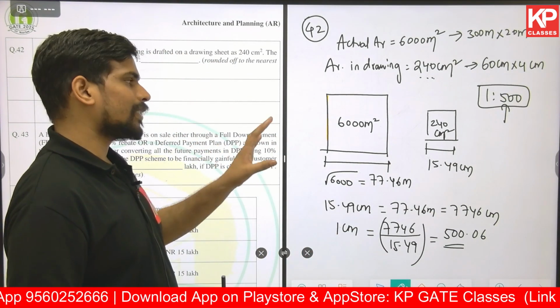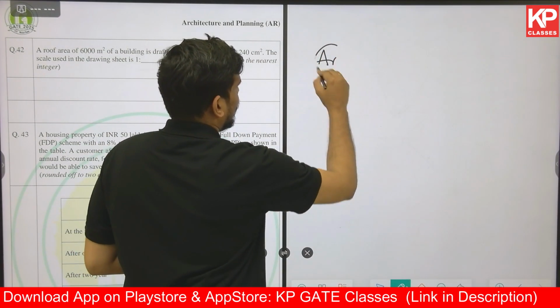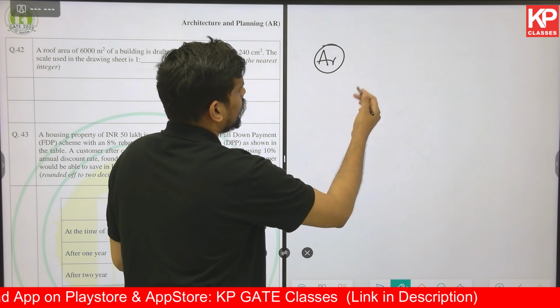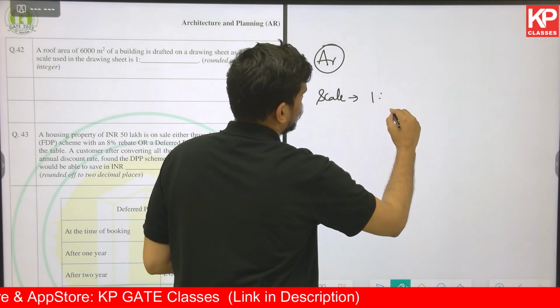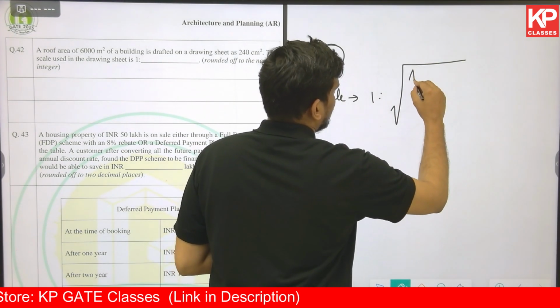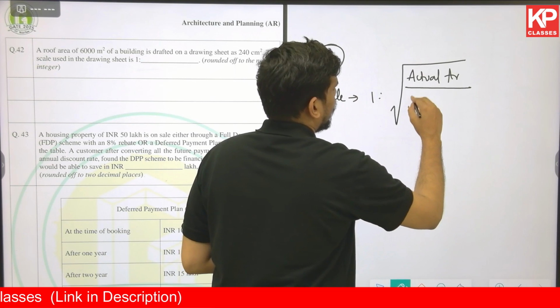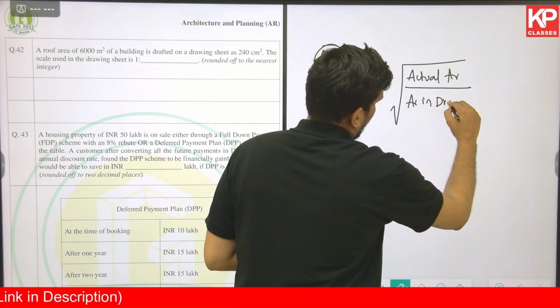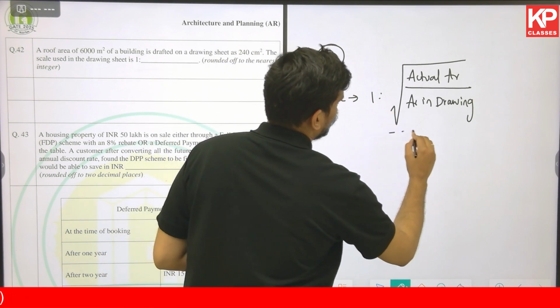Finally, there's a standard formula also for this. For area, if you have area given, the scale in terms of area will be given this way. The scale of a map in terms of area is 1: square root of the actual area divided by area in the drawing. So if I apply this formula, this is what I need to calculate.